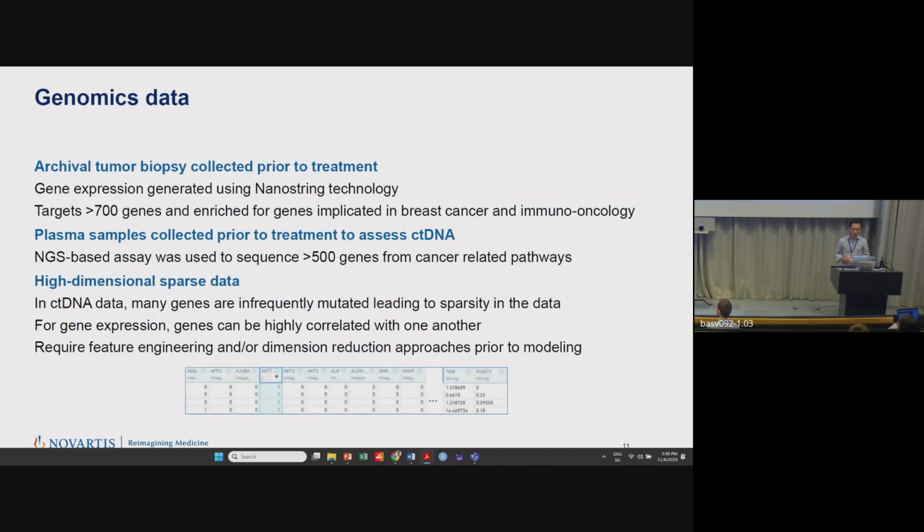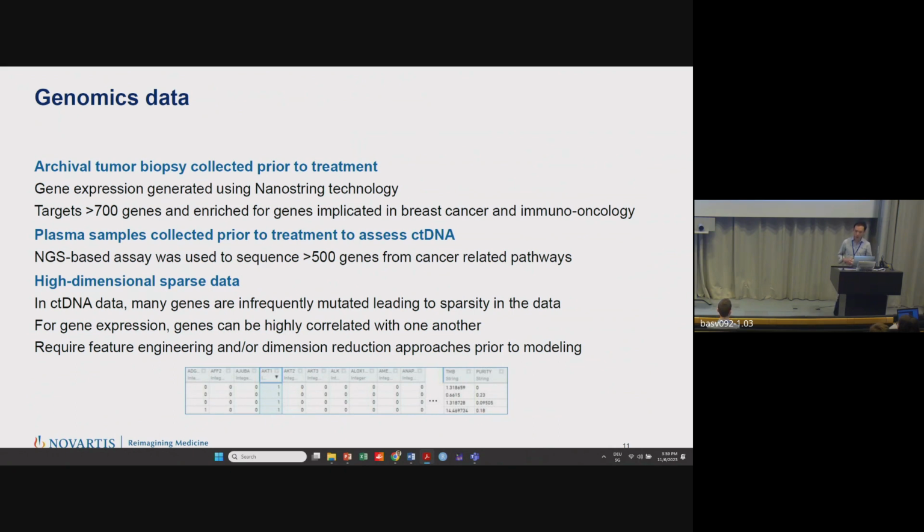And then we have genomics data. It comes from 2 different sources. One is archival tumor biopsy that are collected prior to treatment. So those are gene expression data generated using the nanostring technology. It targets over 700 genes, and they are enriched for genes implicated in breast cancer as well as immuno-oncology.